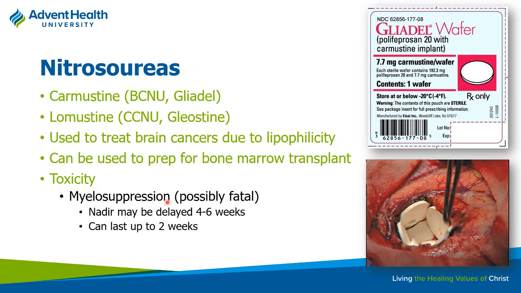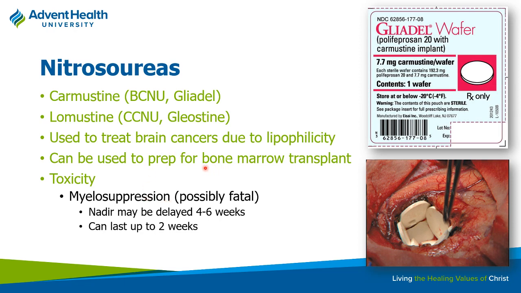Here's the group of drugs called the nitrosoureas. Again, same mechanism, but here they may work a little bit differently in terms of some of their side effect profiles. So we have carmustine and lomustine. It's BCNU and CCNU.